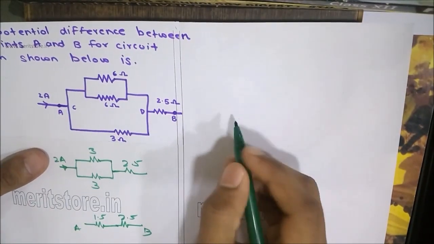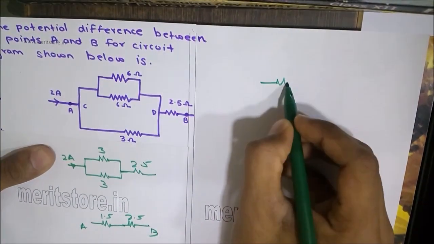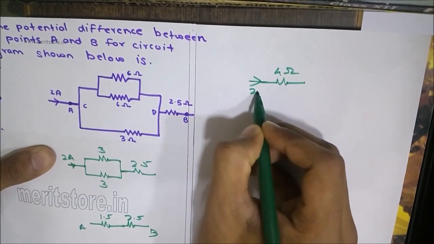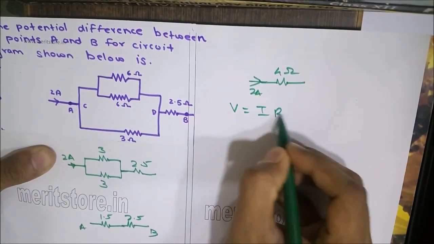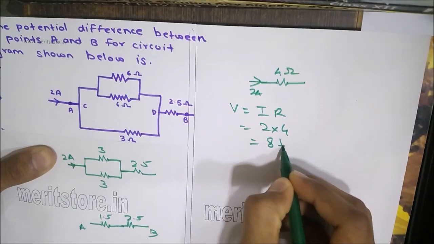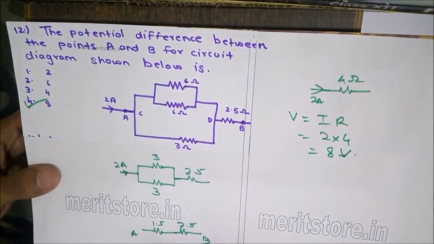Now if you look, the effective resistance now becomes 4 ohms and the current flowing is 2 amperes. Therefore, the potential difference V equals I times R can be written as 2 into 4, that is 8 volts. So option 4 is the correct option.